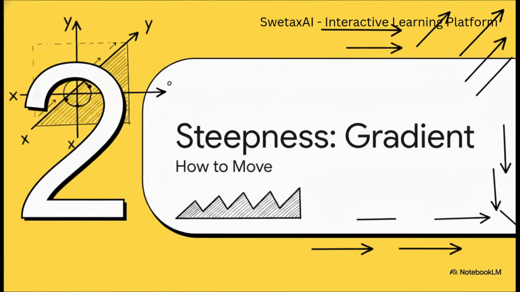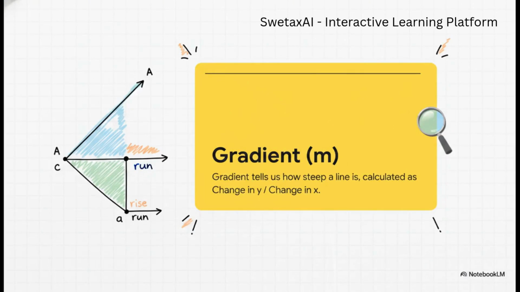Moving right along to section 2, steepness. Understanding the gradient and how to move. You know how some roads are a breeze to walk up and others leave you totally winded? Well, the steepness of any path is its gradient. We represent it with the letter m. It is simply the vertical change over the horizontal change. You'll often hear this called rise over run, or mathematically, y2 minus y1 over x2 minus x1.